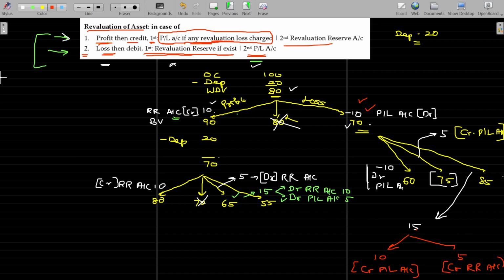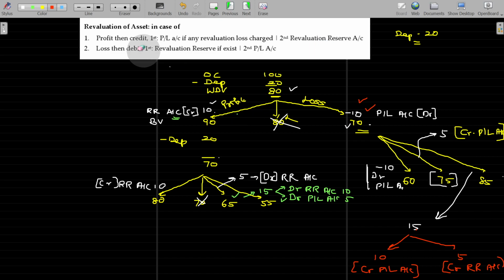So, this is the logic. Let me summarize that logic and the logic behind this. Revaluation reserve is nothing but the profit or loss when you compare the WDV of the assets with the market value. The market value will sometimes be higher or lower than the book value.